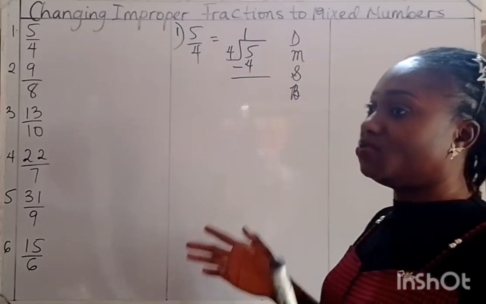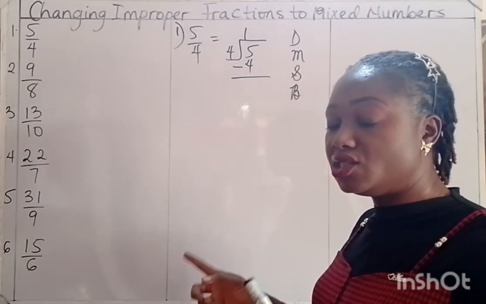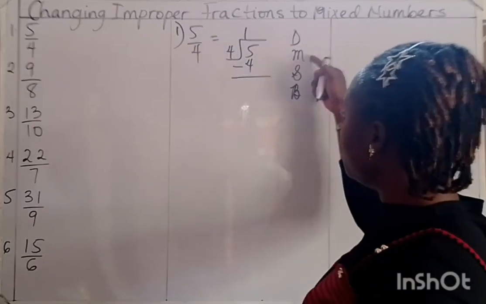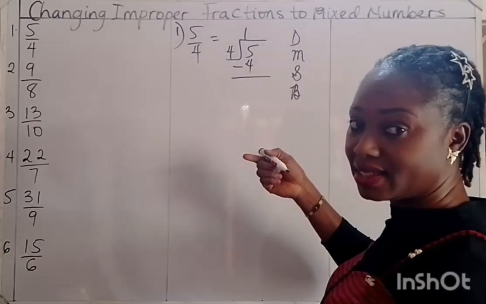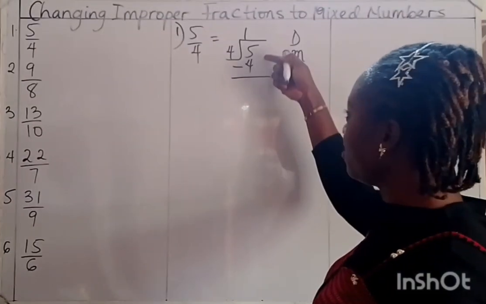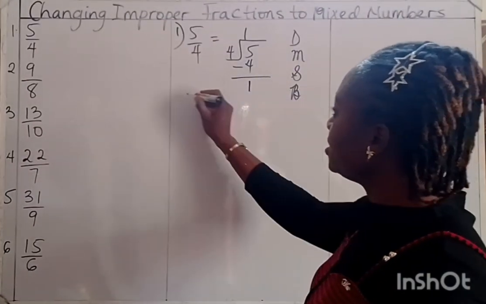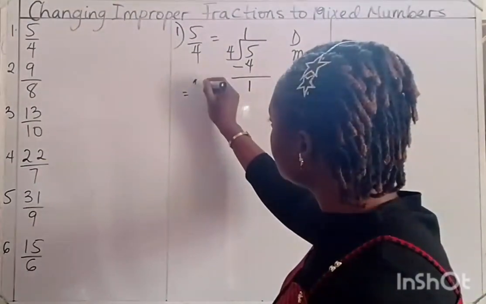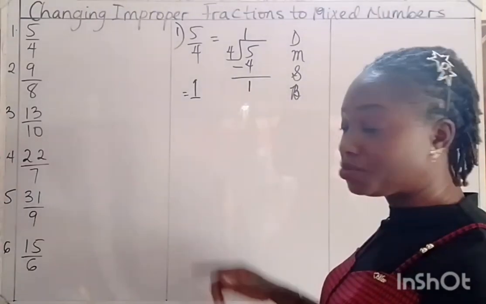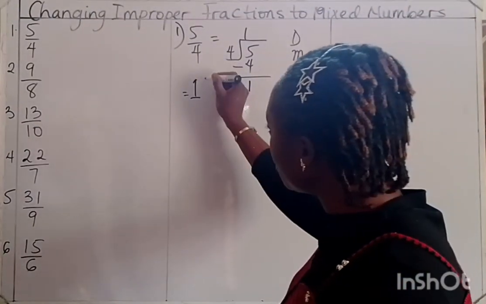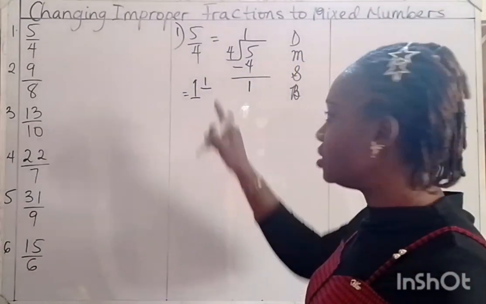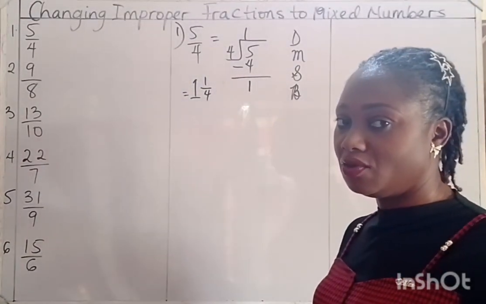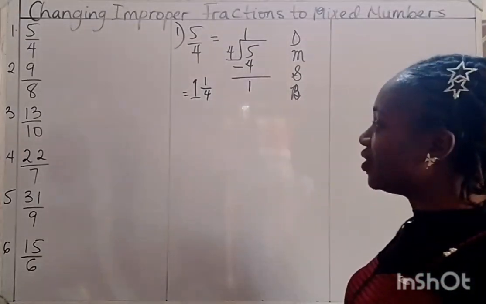Now, in this case, we are only dividing one digit by one digit, right? So 4 into 5 will go once, then we multiply. 1 times 4 is 4. The next step is to subtract. 5 minus 4 is 1. And this gives us what? The whole number is your answer, 1 whole. And then the remainder, which is 1, is your numerator, and the denominator is 4. That gives us 1 whole, 1/4. And that's how we got the answer for question 1.